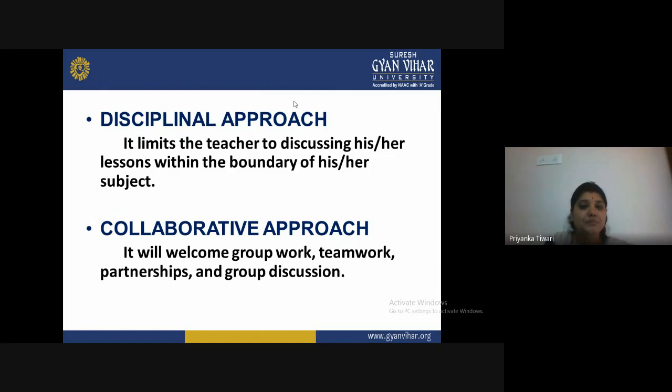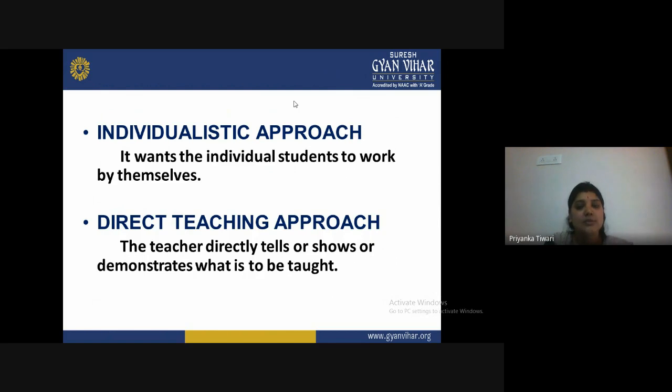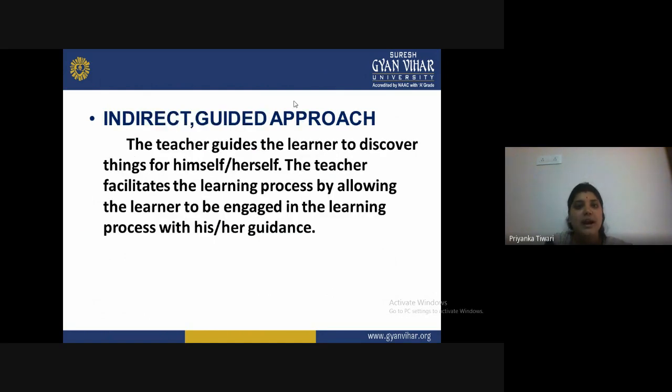Now, the individualistic approach wants the individual learner to work by themselves. The direct teaching approach means the teacher directly tells, shows or demonstrates what is to be taught. The indirect guided approach means the teacher guides the learner to discover things for himself or herself.